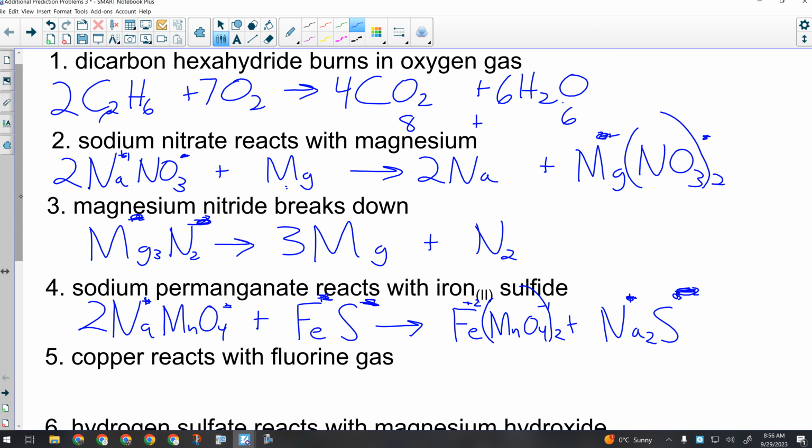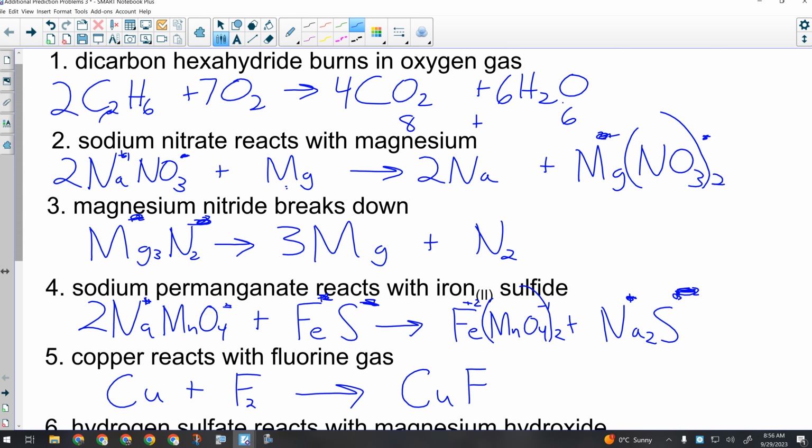So this one's got one of those things that we have to be watchful of. We have copper as an element reacting with fluorine gas. Are either of those special? Yeah, fluorine. It's in that group 7 over there. What kind of reaction is that? Synthesis reaction. So they're going to go together like this.